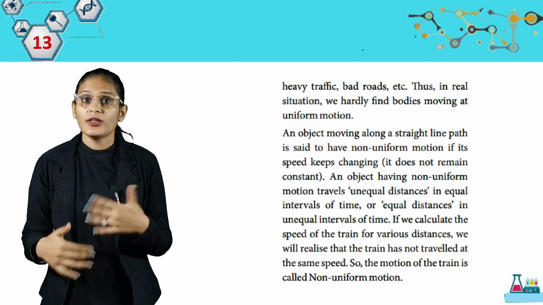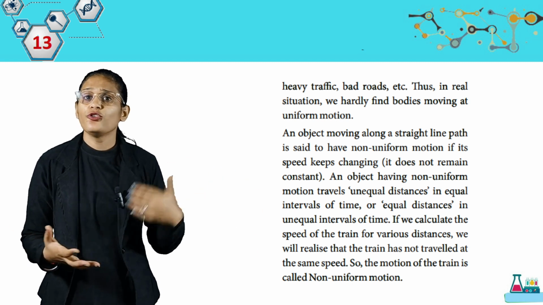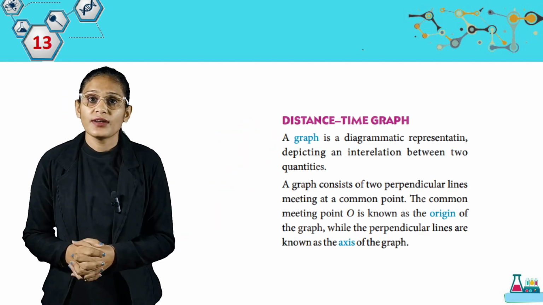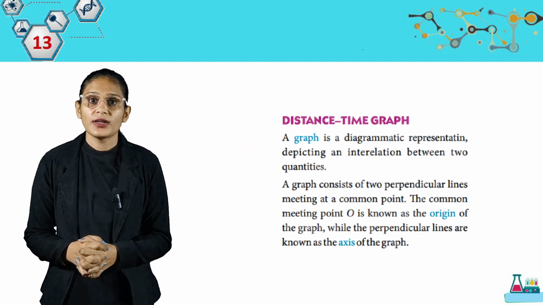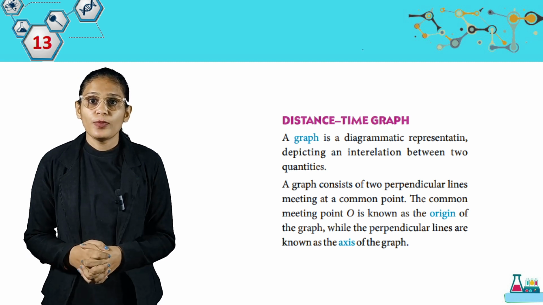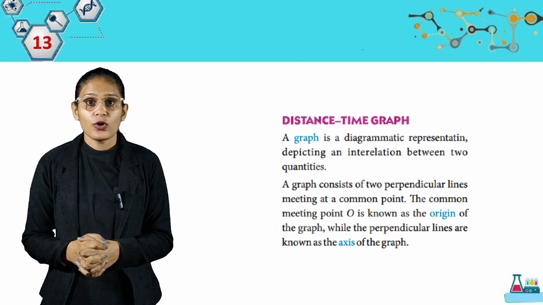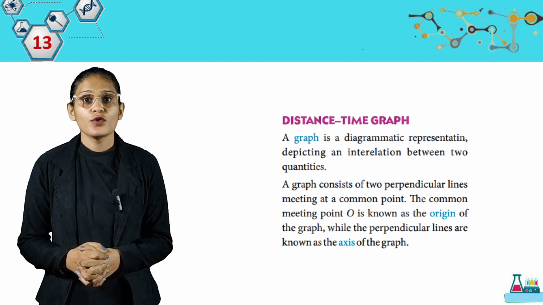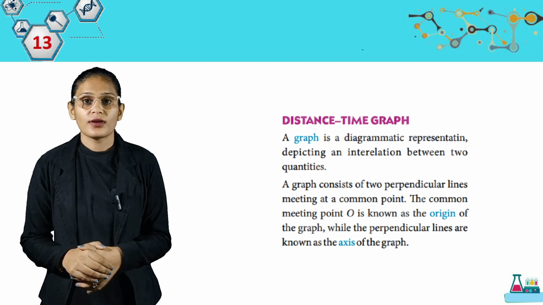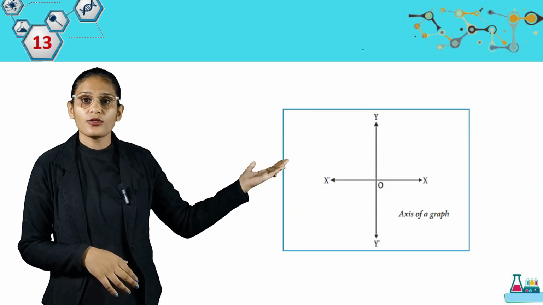And in our day-to-day life, we always follow non-uniform motion. Now we have the distance-time graph. A graph is a diagrammatic representation depicting an interrelation between two quantities. A graph consists of two perpendicular lines meeting at a common point. The common point O is known as the origin of the graph, while the perpendicular lines are known as the axes of the graph. Look at this picture, we have the axes of the graph.